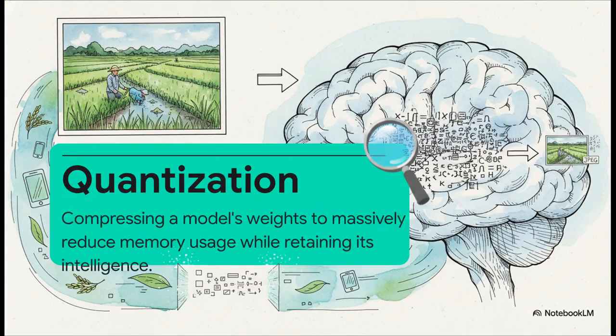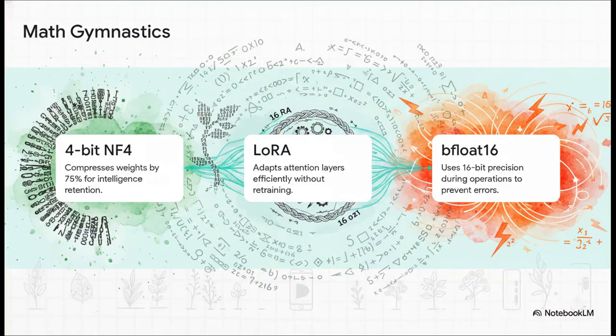But let's be real, 2 billion parameters is still a bit heavy for a standard smartphone. To make it truly edge-ready, they had to shrink it down using a technique called quantization. You can think of this like compressing a massive high-resolution photo into a much smaller JPEG file, but applied to the complex mathematical brain of the AI itself.